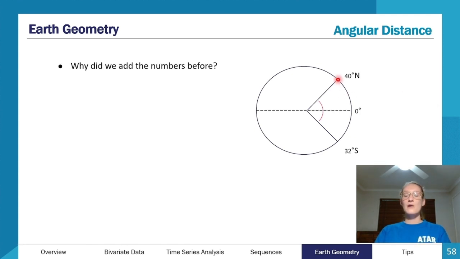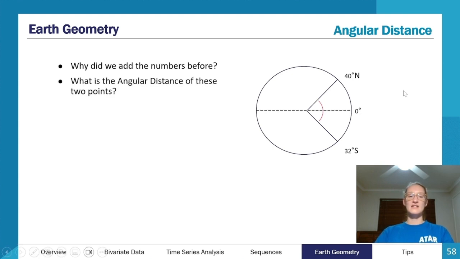If I wanted to find out what was the difference between this point here and this point here, I need to find out the angular distance, which is actually this distance in here. And so what I want to highlight is why did we add the two numbers before to get the angular distance? So to get the angular distance here, again, I want to find out what this here is in degrees. Because this is 0 degrees, and from angle knowledge, I know that this is 40 degrees elevation. So this is 40 degrees.